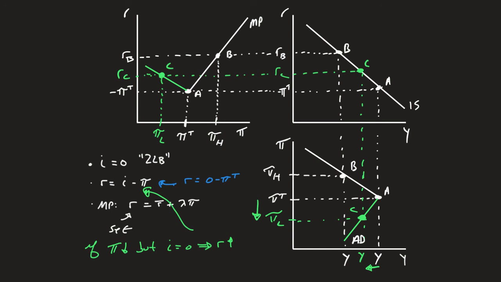So this is what happens at the zero lower bound. Point A is the zero lower bound. And as we start to want to lower the interest rates, we actually can't. And so it starts to kink back up.